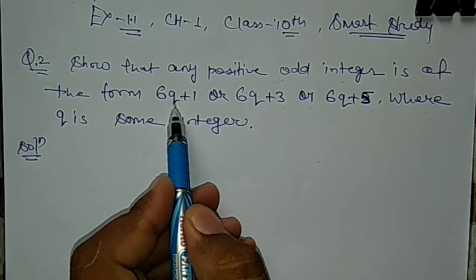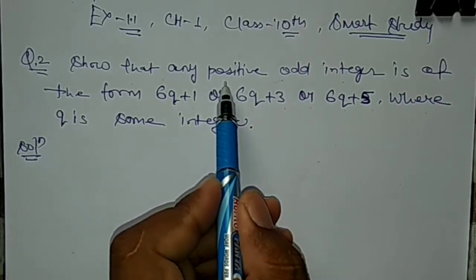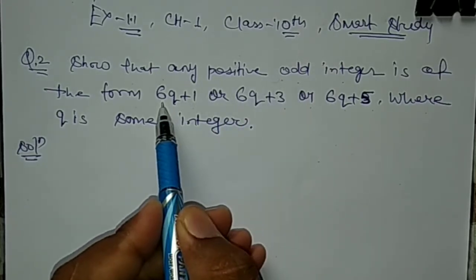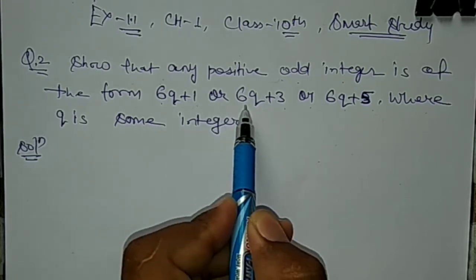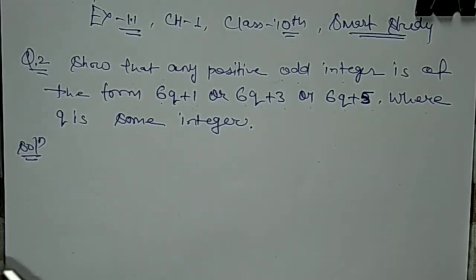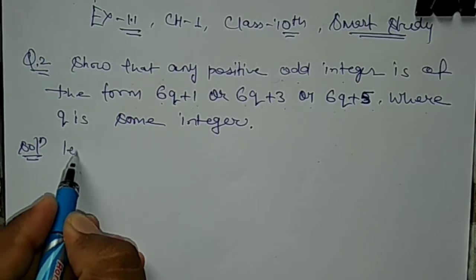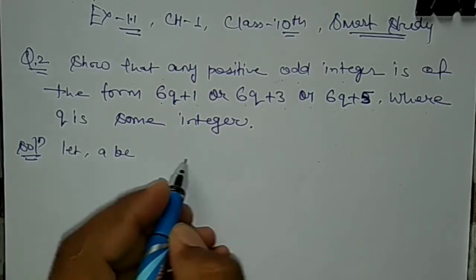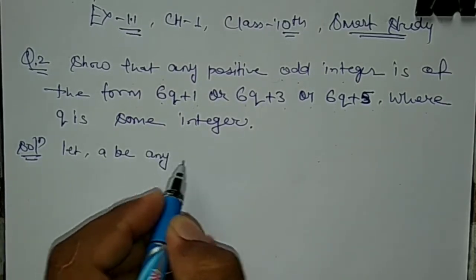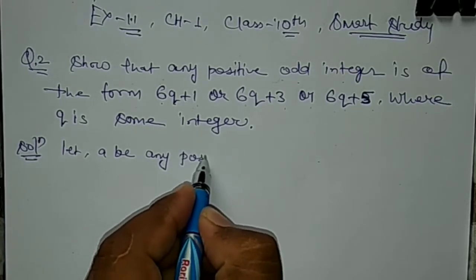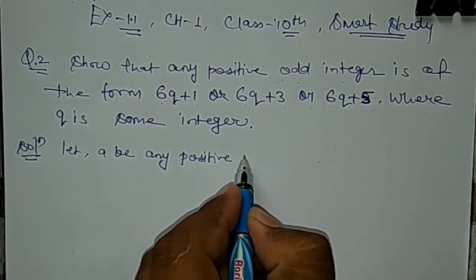So q is an integer, and any odd positive integer is in the form of 6q plus 1, 6q plus 3 or 6q plus 5. In this type of question, what is the approach here? See, let a be any positive integer.